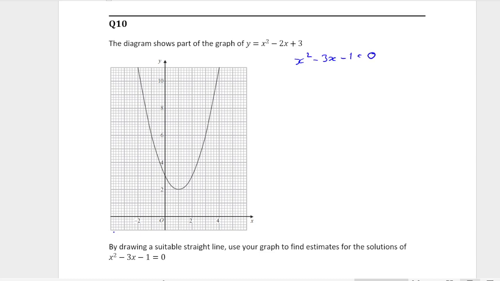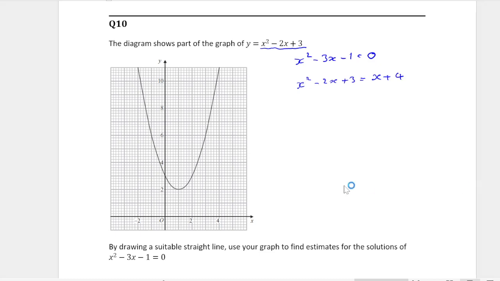So I'm going to manipulate this equation to get this on my left hand side. To do that, I'm going to have to add x onto both sides and add 4 onto both sides. So we should have x squared minus 2x plus 3 is equal to x plus 4.